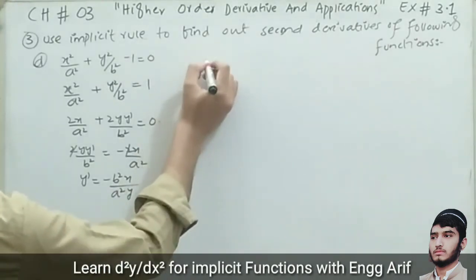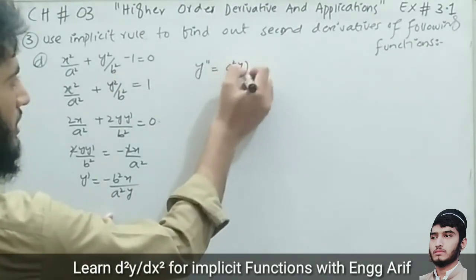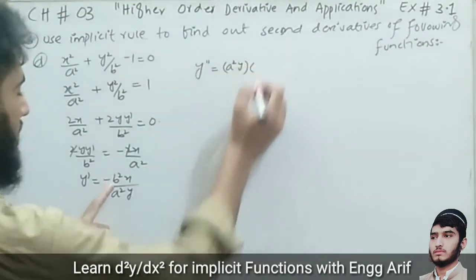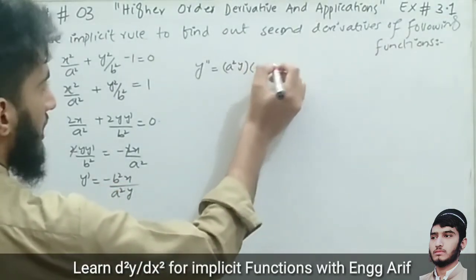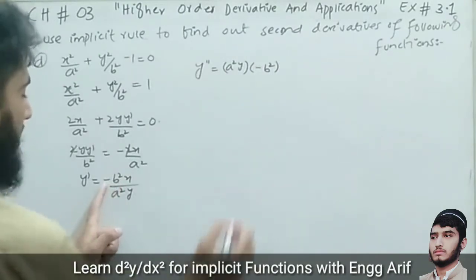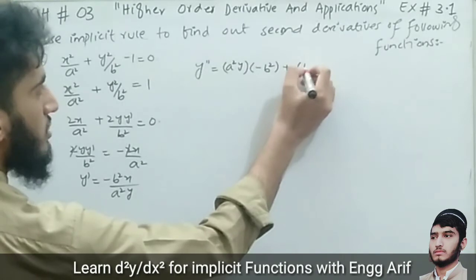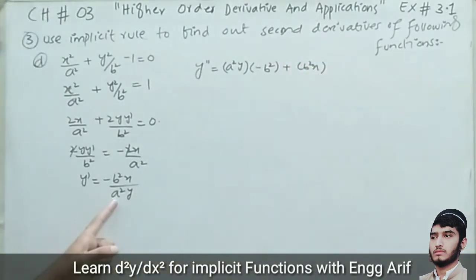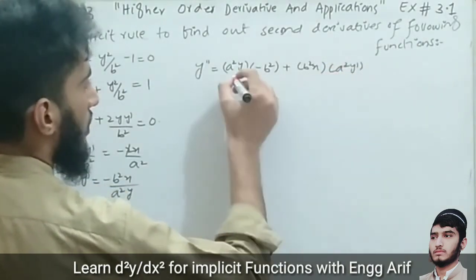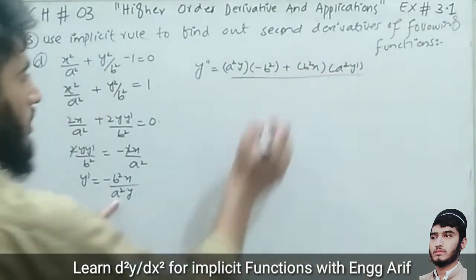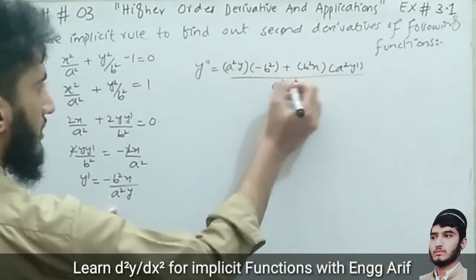For the second time derivative, use the generalized quotient rule. The second function is a square y, and the derivative of the first function will be minus b square, since b square is a constant and the derivative of x is 1, so it becomes minus b square. After this, minus into minus, because minus is in the formula, gives us plus b square x, and the derivative of a square y will be y dash, all divided by a square y whole square. So it will give us a power 4 and y square.